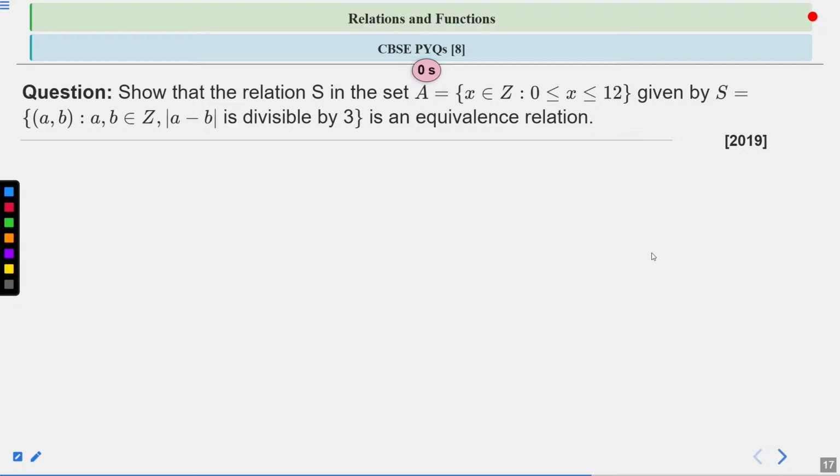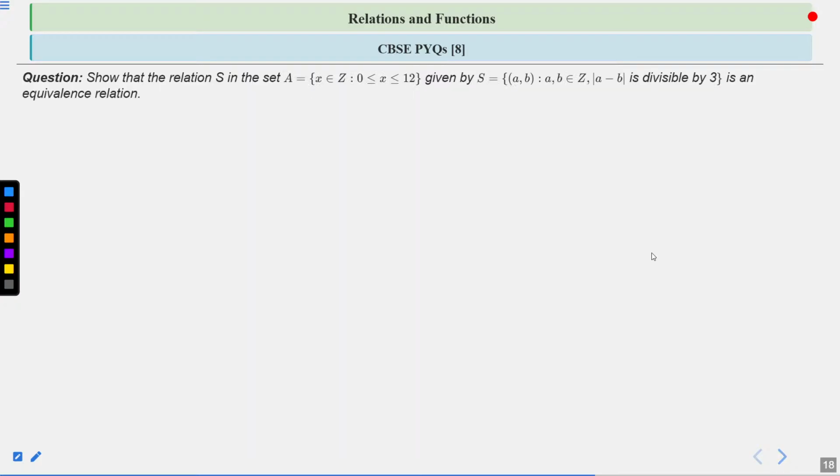Okay, let us move to the solution part. The question was, show that the relation S in the set A = {x in Z : 0 ≤ x ≤ 12}, given by S = {(a, b) : a, b belong to Z and |a - b| is divisible by 3}, is an equivalence relation. So let us move to the solution part. Let's check each property for the relation to be an equivalence.